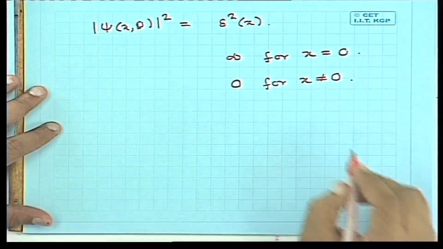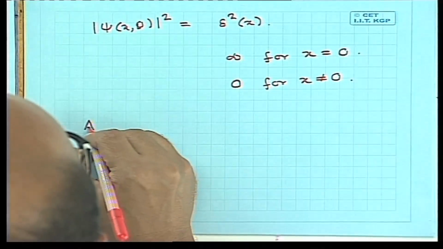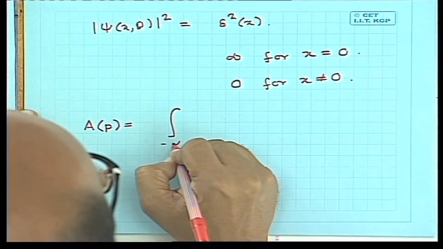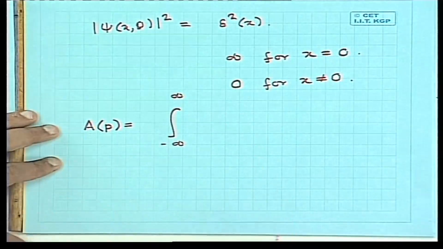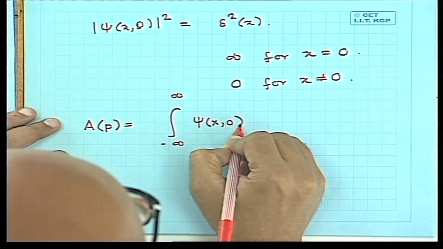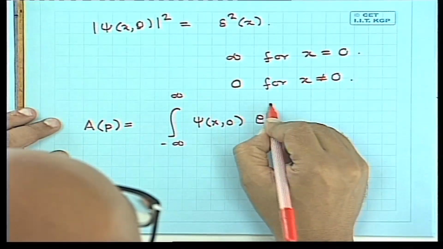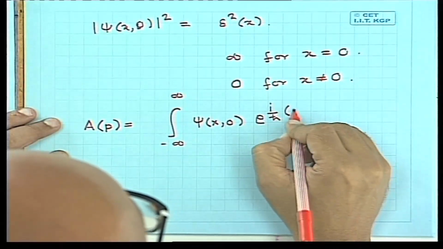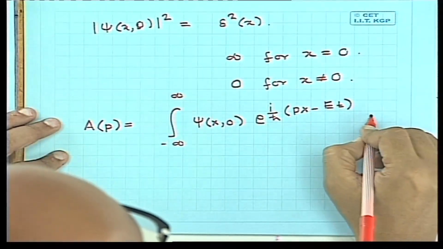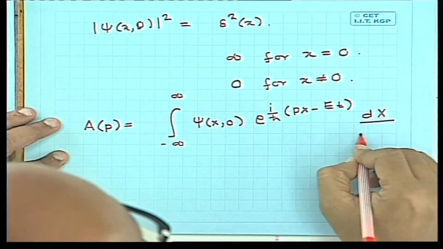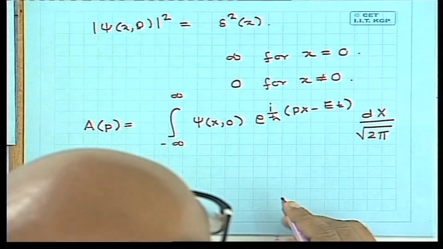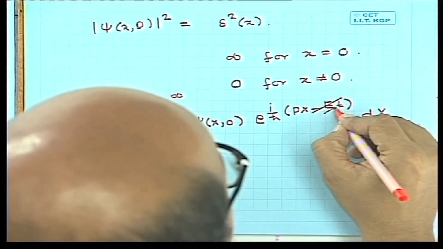and at the time t equal to 0, we can write a of p is equal to the integral from minus infinity to infinity of psi(x, 0) e to the power i by h cross (p x minus E t) dx by square root of 2 pi, at t equal to 0. So this term will not be there, right.